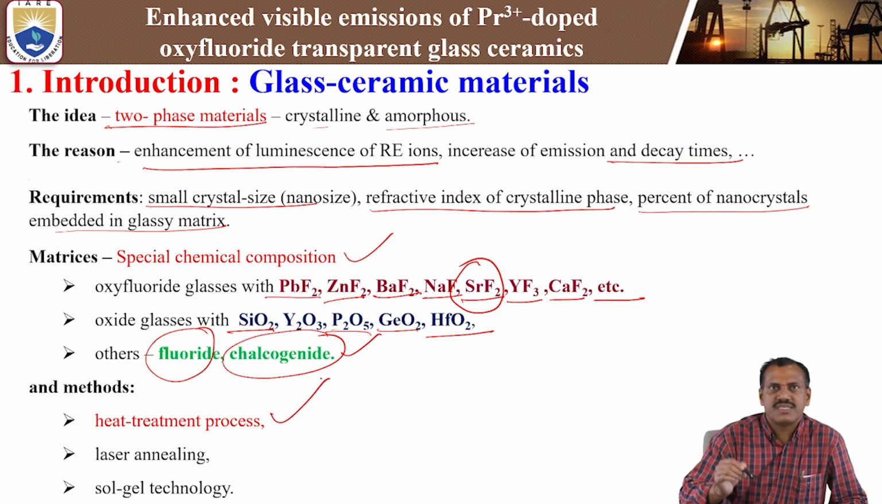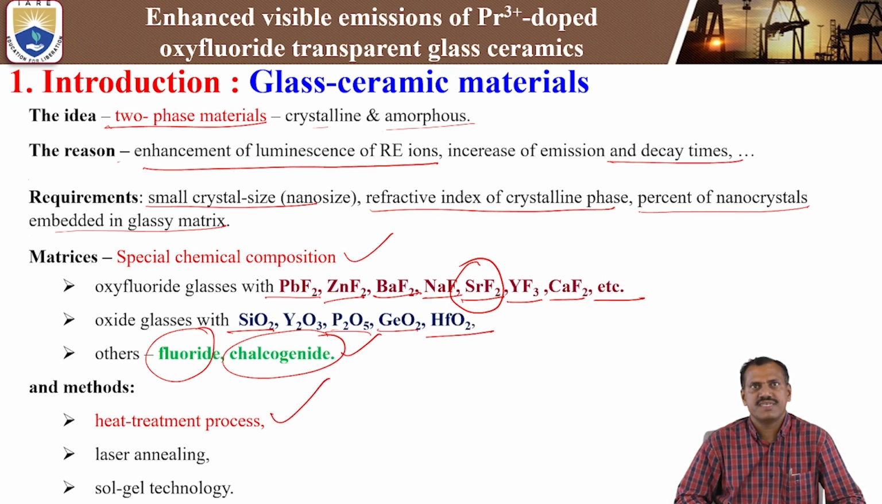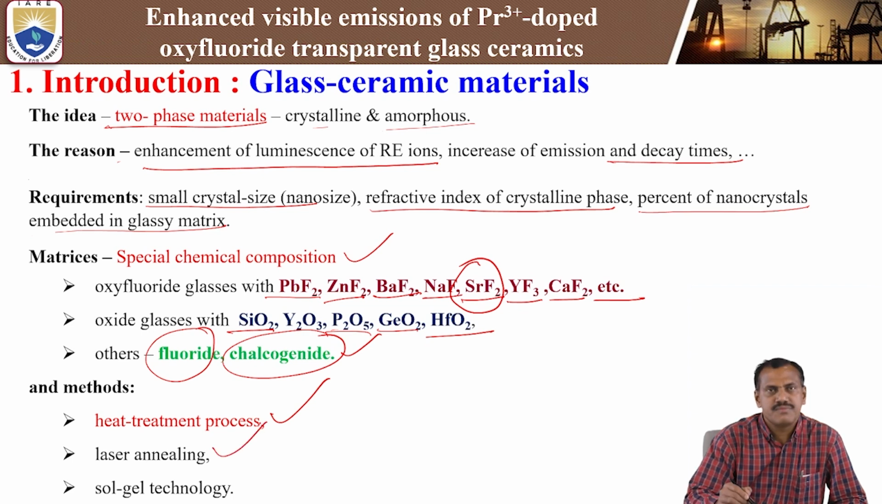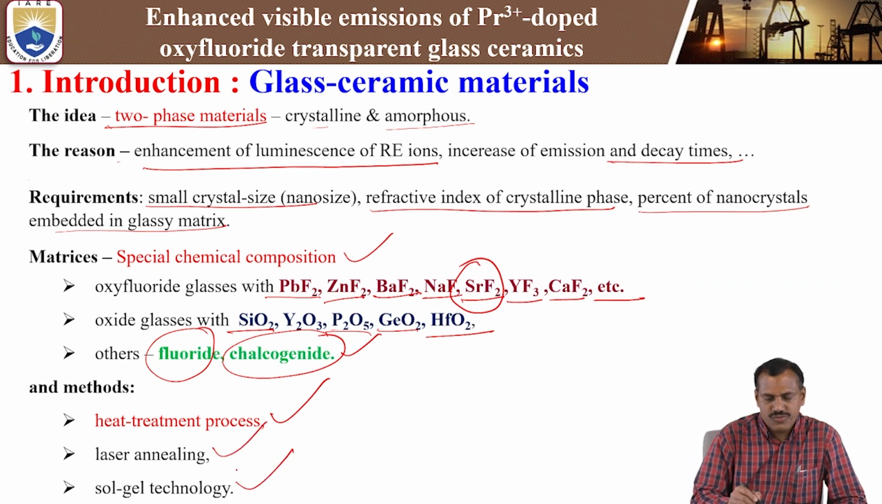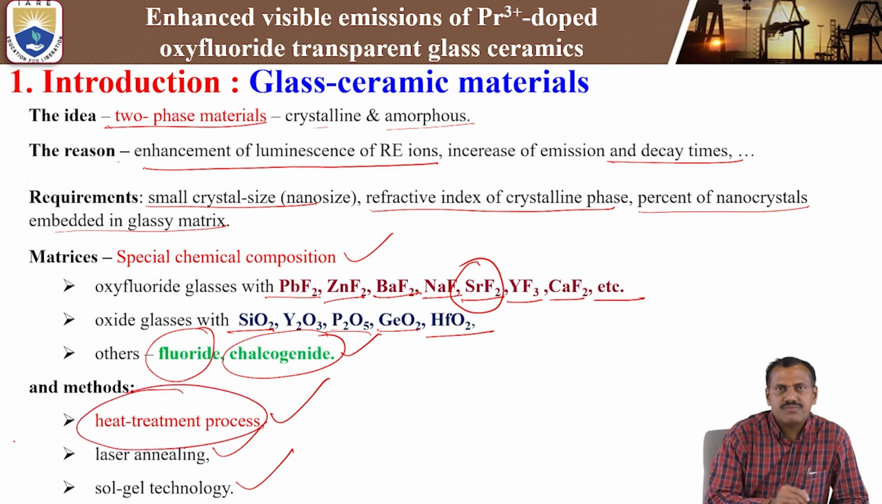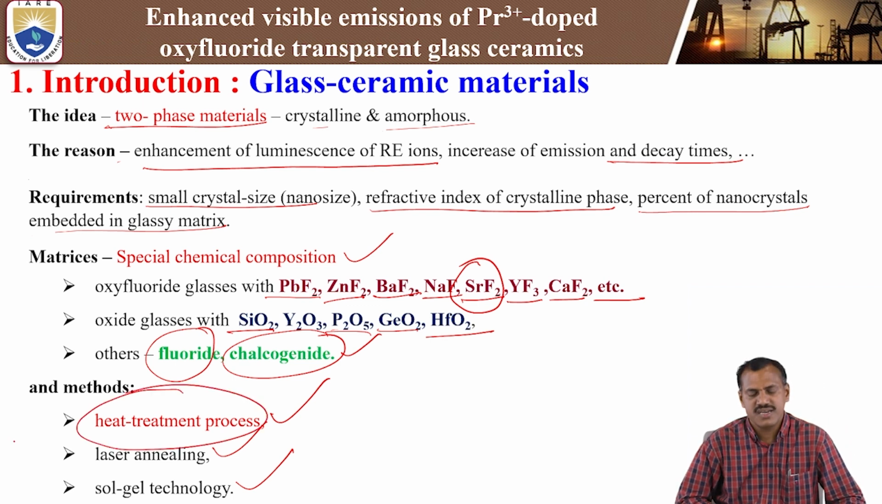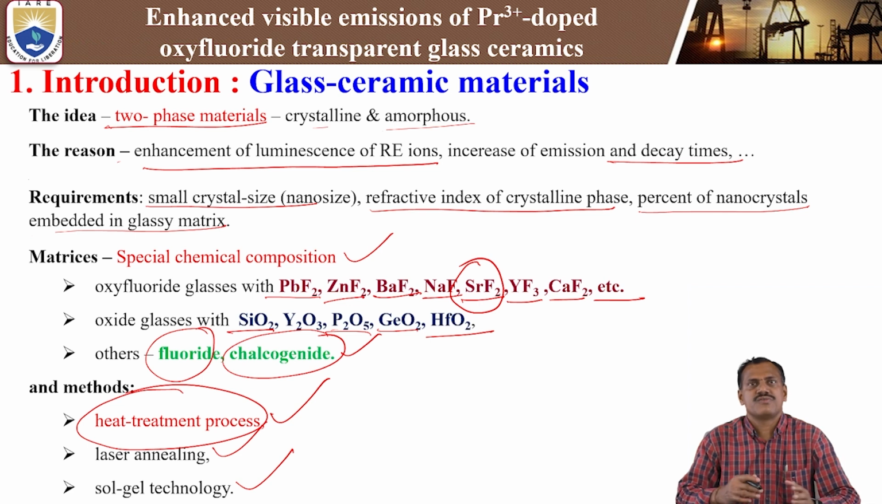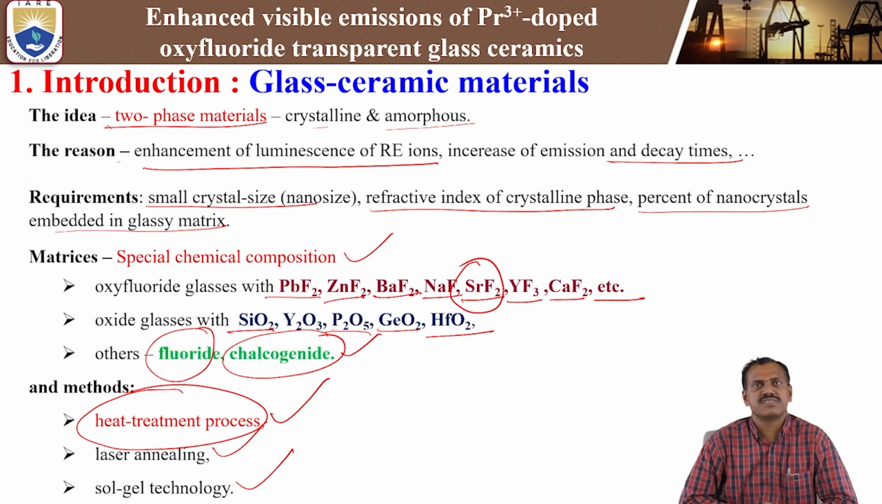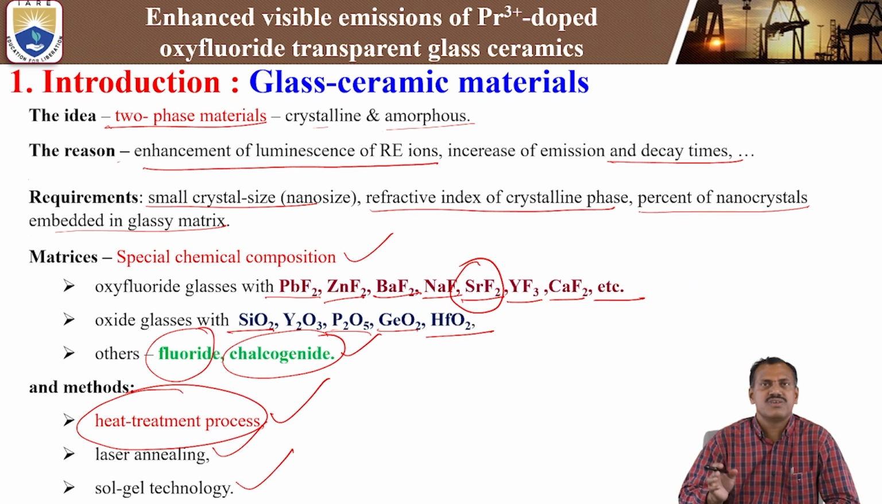The universal method is called the heat treatment process or nucleation process. The second one is the laser annealing method. The third one is sol-gel technology. Among the three methods, most of the time we use the heat treatment process or nucleation process. When we give the glass material the heat treatment or nucleation process, we can convert the amorphous nature to crystalline nature. So we are going to focus in this study on the heat treatment process. We prepared the glass material into transparent glass ceramics.